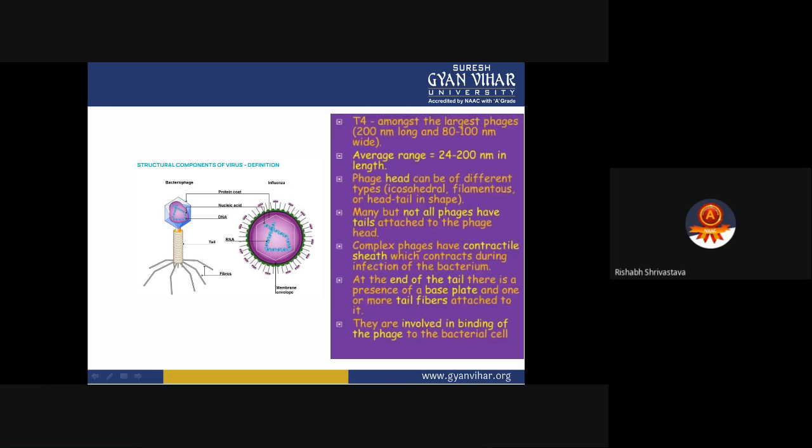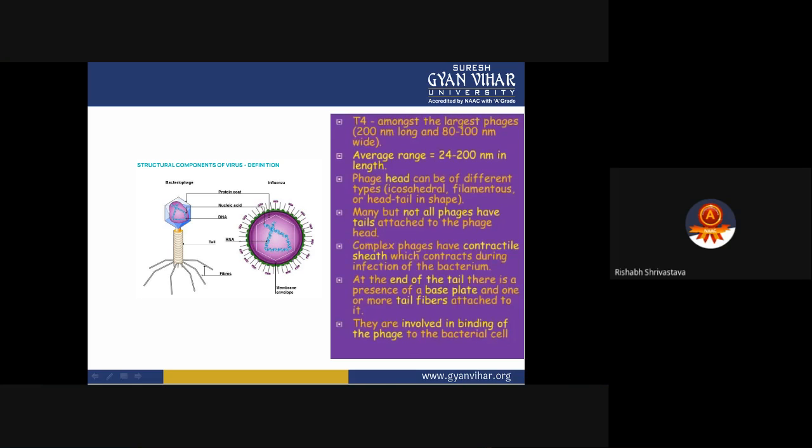What's happening here is, this is your head. In the head, inside you will have your nucleic acid. This is your tail part. The tail part consists of three parts. You have your contractile sheath in the center. You have your tail fibers, which are going to recognize the bacterial surface, and the base plate, which is going to attach to the bacterial surface and make the connection permanent. So what happens is, these tail fibers recognize the lipopolysaccharides on the surface of the microbes, on the outer membrane of the microbial cell.